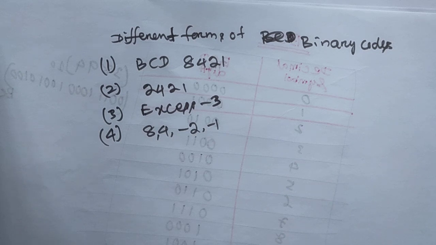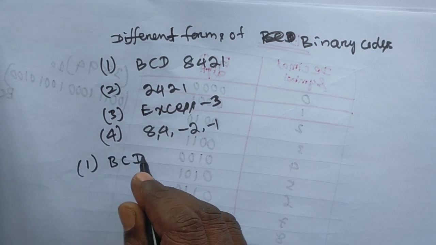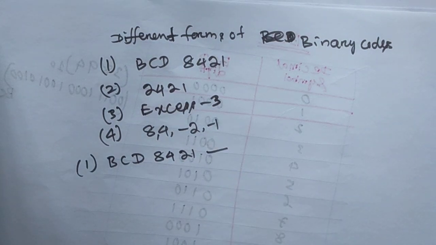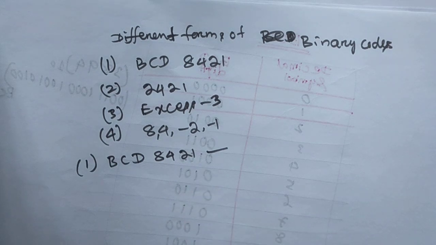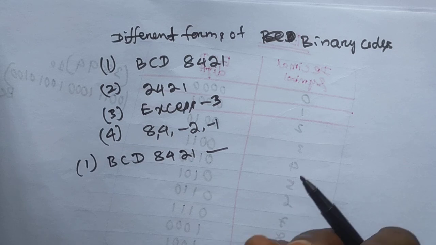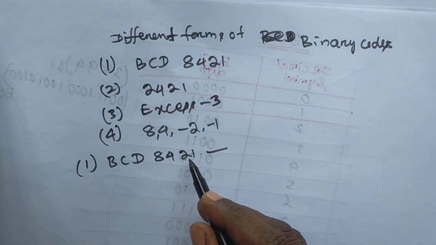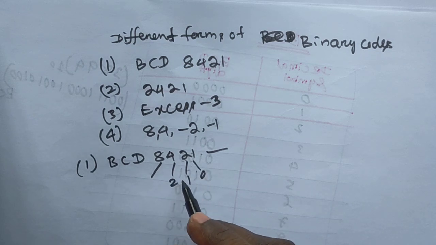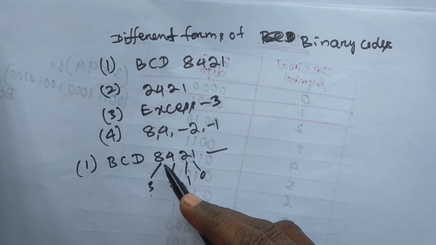Now we will see how it is designed. First of all, the first one is BCD 8421. It is very simple, we have already known that, because 8421 is actually the position of binary codes. Then we define the numbers according to our requirement. It is only the position: 0th position, 1st position, 2nd position, 3rd position. We know that, because 2 to the 0 is 1, 2 to the 1 is 2, 2 to the 2 is 4, 2 to the 3 is 8.